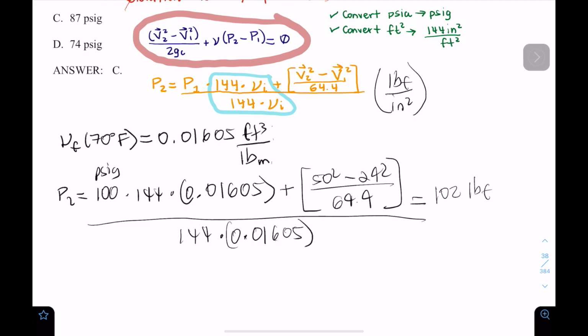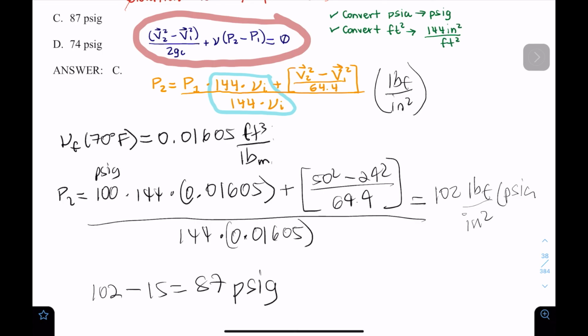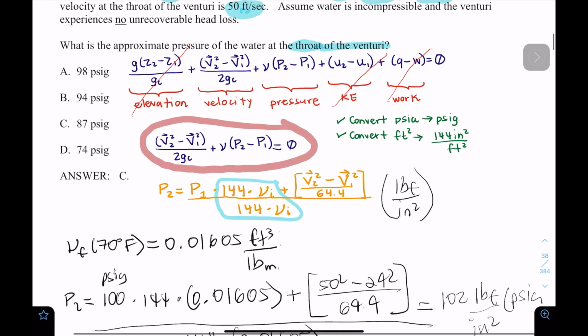Okay, so if I put that into my calculator, I'm going to get 102 pound-force over inch squared. I just need to remember to convert to PSIG. So for GFE purposes, 102 minus 15 is going to be about 87 PSIG, right? Because this one I'm getting in PSIA, so I just subtract 15 to get it into PSIG. And I have that in my answer, actually. So that's going to be right here.